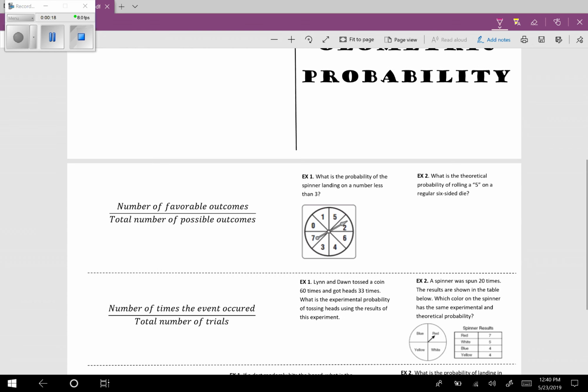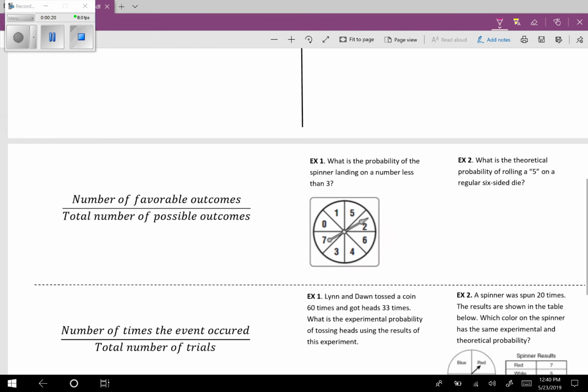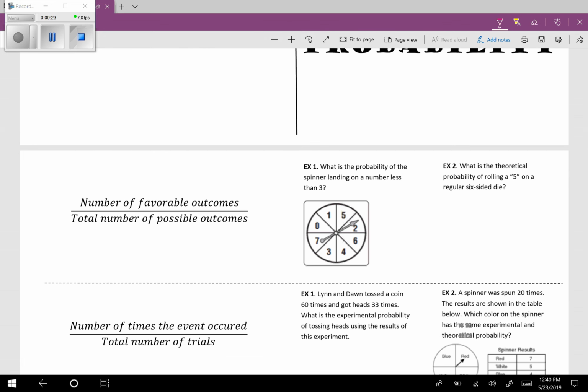Theoretical probability is the probability of an event in theory. So if it was a perfect world, what would the probability of these certain events be? The way you find it, it's the number of favorable outcomes, so the outcomes that you want, out of the total number of possible outcomes. So that's any kind of outcome that you could get.